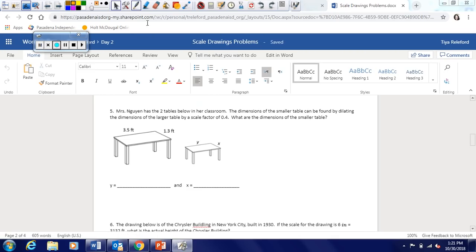Number 5 says Ms. Wynn has the 2 tables below in her classroom. The dimensions of the smaller table can be found by dilating the dimensions of the larger table by a scale factor of 0.4. What are the dimensions of the smaller table? Scale factor means multiply. You're going to multiply this times 0.4 and this times 0.4. That's it. Easy peasy lemon squeezy. Scale factor means multiply.